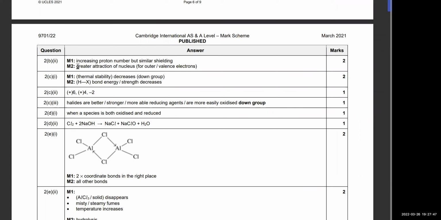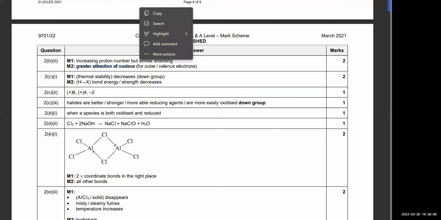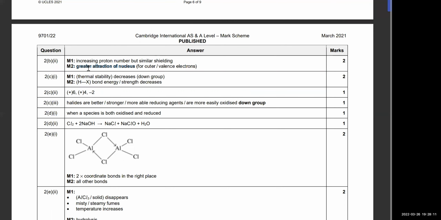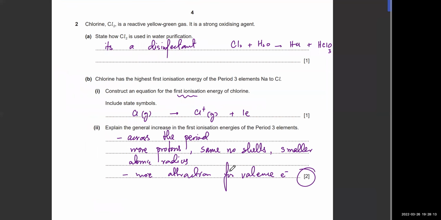So greater attraction. From now, always remember, whenever you answer a question about ionization energies, they always give one mark for just writing the fact that there is a greater attraction for valence electrons, even though that's pretty obvious. You write more protons, same number of shells, and the smaller atomic radius part, but for all of that they just give one mark, and they give one mark for more attraction for valence electrons. So never forget to write this.